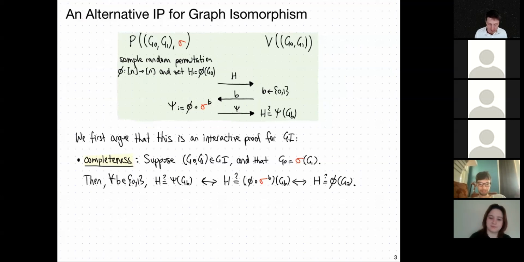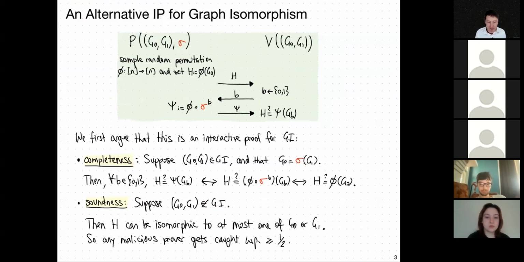Great. Soundness. Suppose that the two graphs are not isomorphic, okay? In this case, whatever the prover sends in the first message, it will be isomorphic to at most one of the two. In fact, if the prover is an idiot, then it will be isomorphic to neither, okay? But in the best case, it will be at most one, right? Because they are in different isomorphism classes.